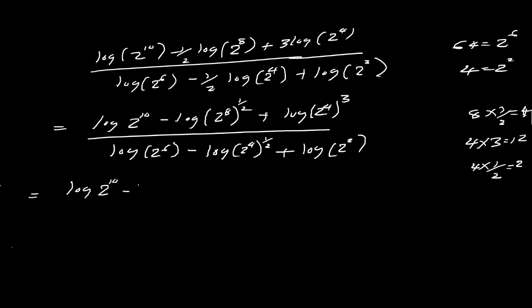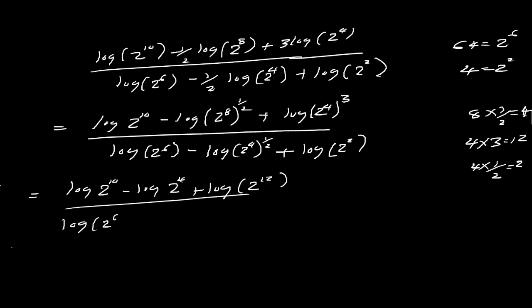So we are going to have log 2 raised to power 10 minus log 2 raised to power 4. Remember, 8 times a half is 4. Then plus log 2 raised to power 12. 4 times 3 is 12. All over log 2 raised to power 6 minus log 2 raised to power 2 plus log 2 raised to power 2.